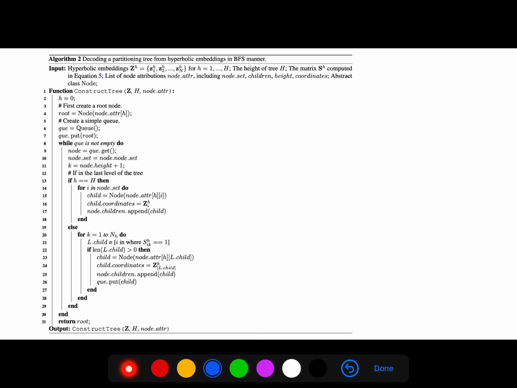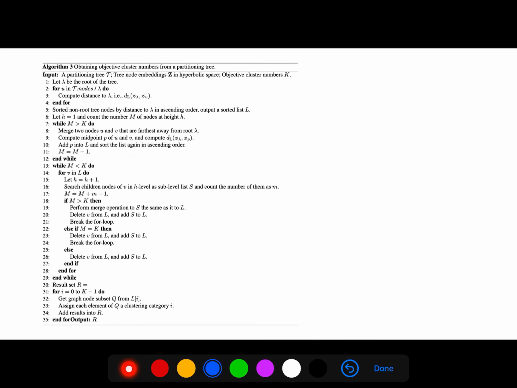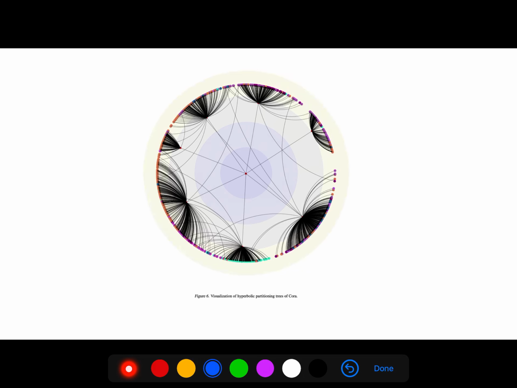And this is the pseudocode for decoding a partitioning tree from hyperbolic embedding in BFS manner, breadth-first search. This is the visualization of hyperbolic partitioning tree of the Cora dataset.